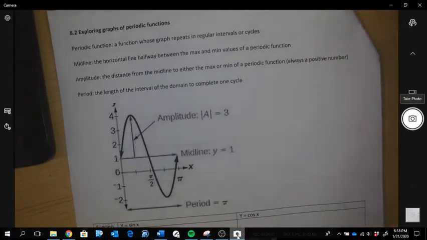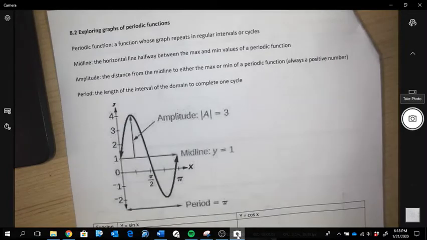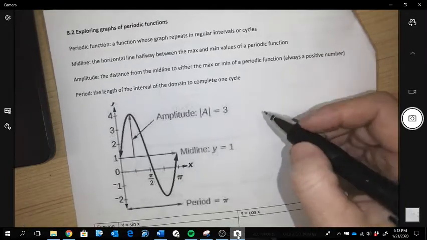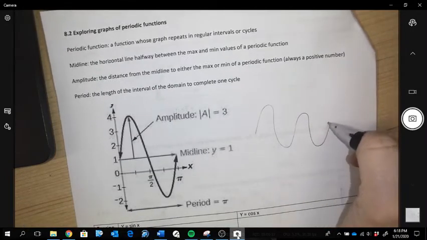Okay, 8.2, exploring graphs of periodic functions. So what is a periodic function? It's a function whose graph repeats in a regular interval or cycle. So you can see that this, right, it's like a wave.